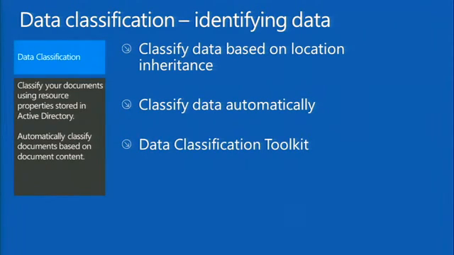So the file classification infrastructure, which was introduced in Windows Server 2008 R2, is all about being able to tag your data, find the right data, identify your sensitive data, and then apply retention or encryption based on that.